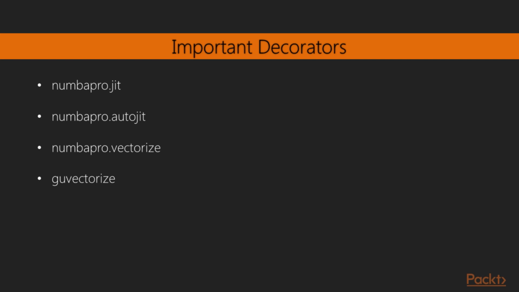2. NumbaPro.AutoJIT. This annotates a function for a deferred compilation procedure. This means that each function with this signature is compiled exactly once. 3. NumbaPro.Vectorize. This creates a so-called ufunc object, the NumPy universal function, that takes a function and executes it in parallel in vector arguments. 4. GUVectorize. This creates a so-called GUfunc object, the NumPy generalized universal function. A GUfunc object may operate on entire subarrays.